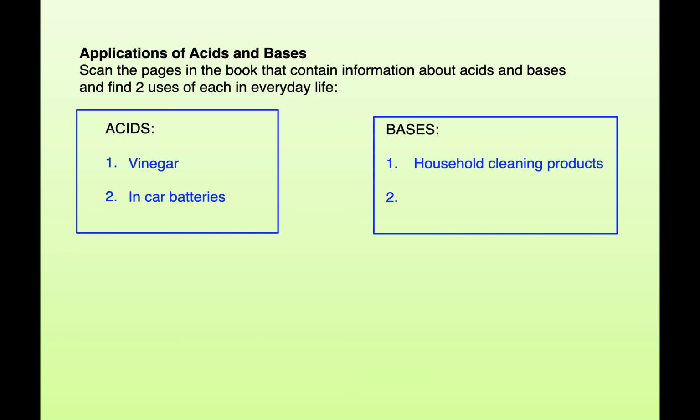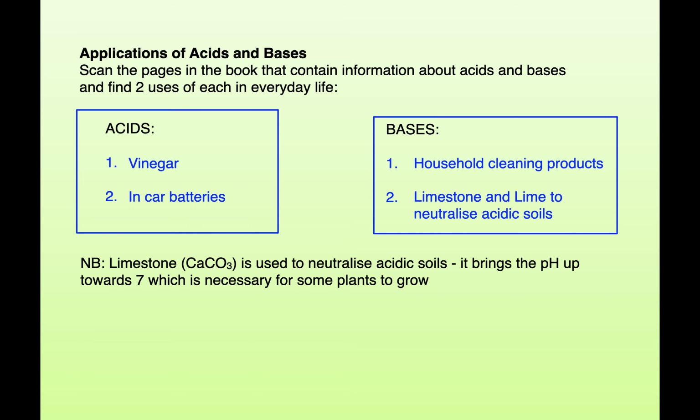Bases can be used to clean things, like ammonia or some hydroxides can be used in the kitchen. And they're also used to neutralize acidic soils. So limestone and lime are used when a soil becomes too acidic and plants can't grow in it. We can add limestone. Farmers just spread the limestone onto the soil. Okay, that's just a reminder of that. And it brings the pH closer to 7. Some plants have got perfect pHs, so they play around with the pH.